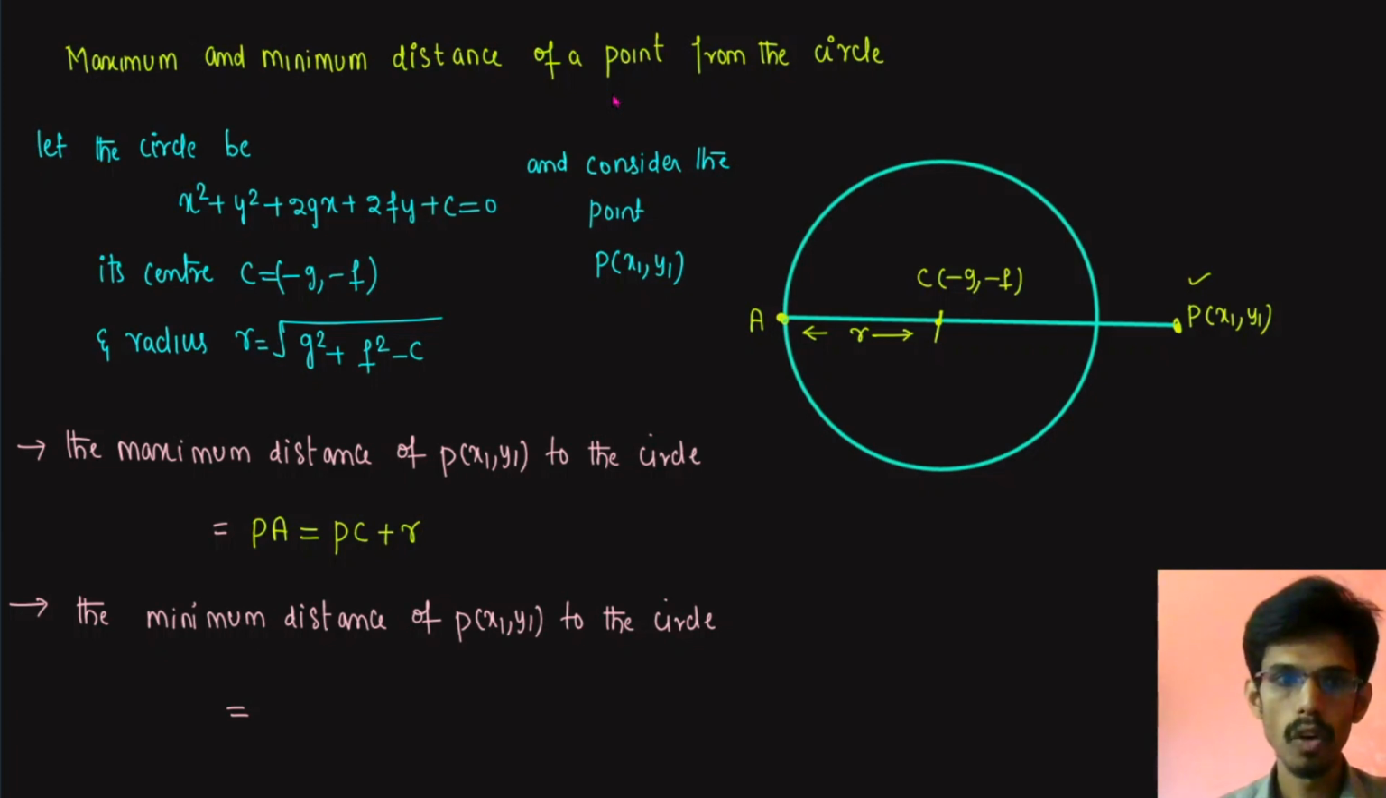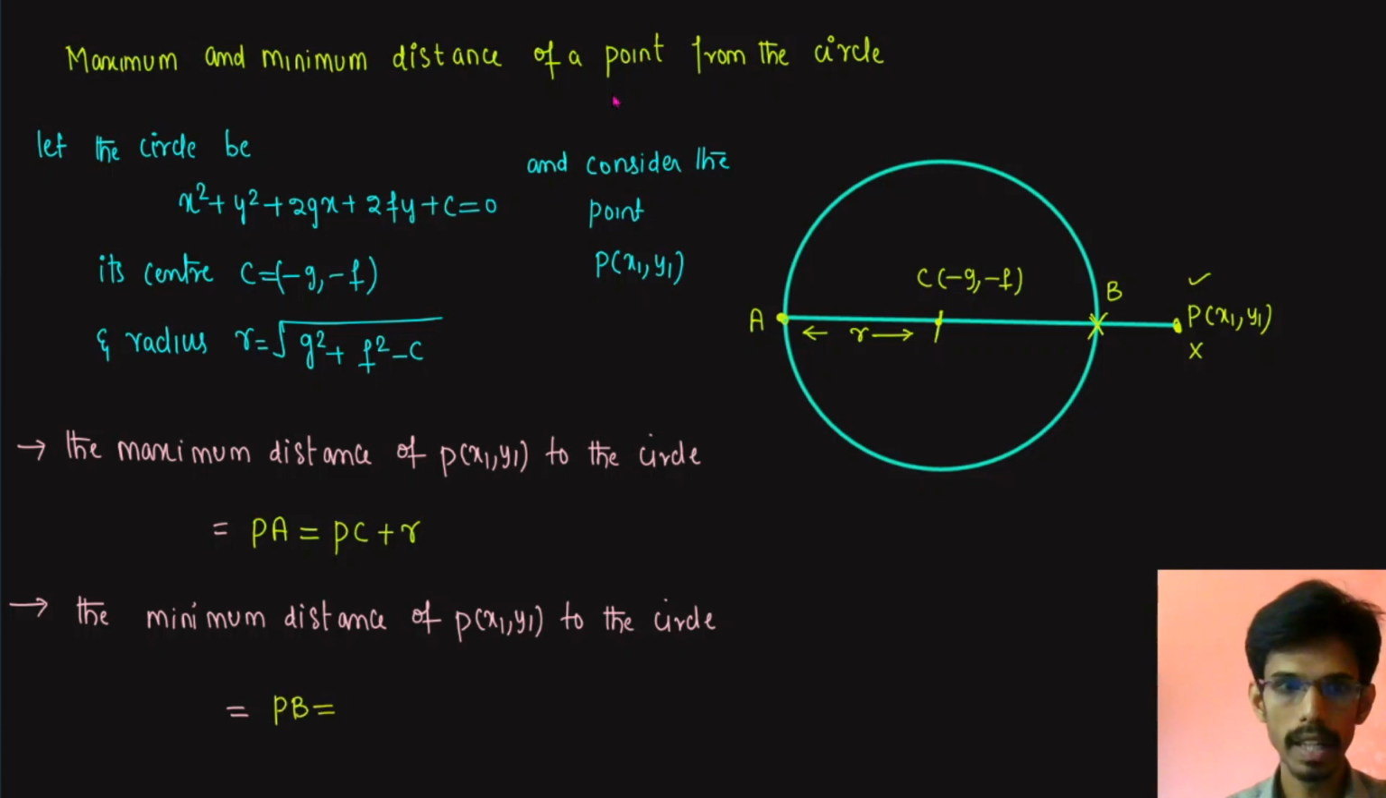Now I want the minimum distance. So if I want the minimum distance of this point P to this circle, I'll select this point here, the nearest point on the periphery. Let us take this point as B. This length PB will be the minimum distance of this point to the periphery.